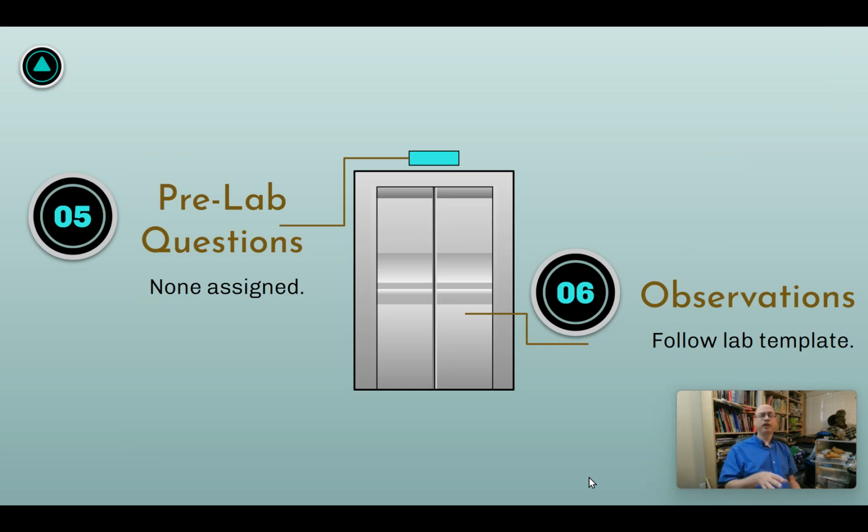For pre-lab questions, there's none assigned. In observations, I should see that you have a note of what your true mass is. Make sure that that's there. And then a table of values that shows, like trial 1, trial 2, trial 3 going up and going down, and shows what those apparent masses are that you have.